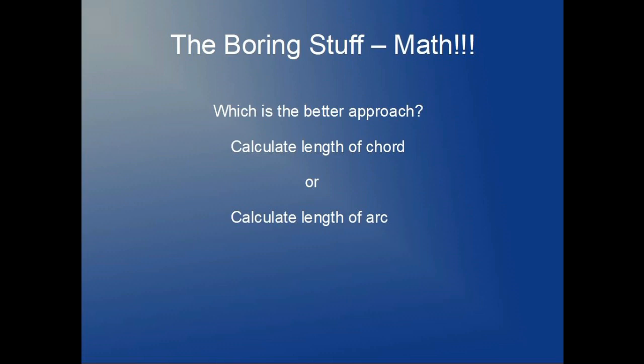So, we have two methods for converting an angular measurement into its equivalent linear size. We can use the sine function to calculate the length of the chord, or we can use the pi function to calculate the length of the arc. Which one should we use?